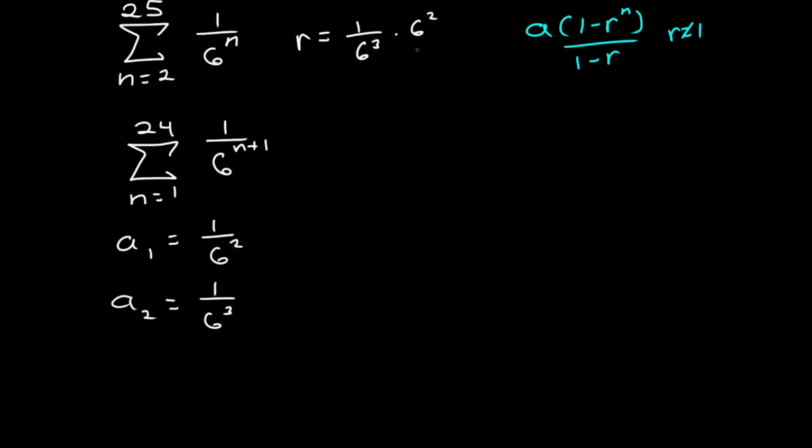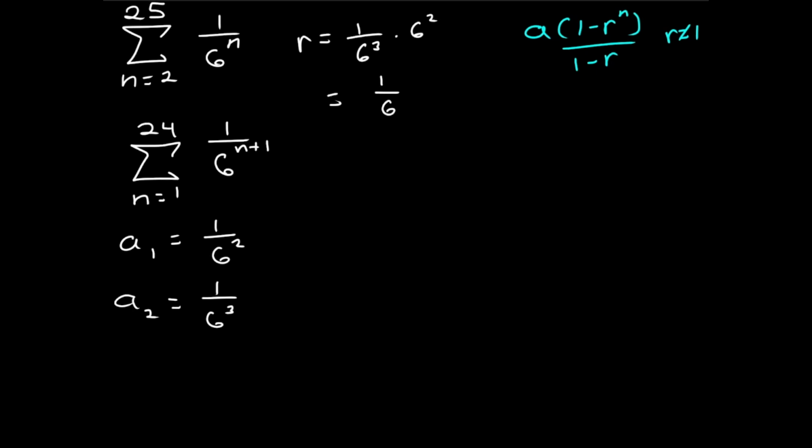I'm just skipping ahead. I'm multiplying by the reciprocal of the first term because it's going to be a giant fraction. And then this is just going to give us 1 divided by 6. Okay, now that we've found everything, we can plug this into our equation.